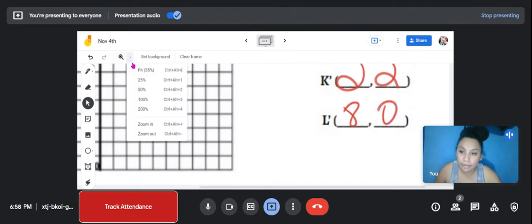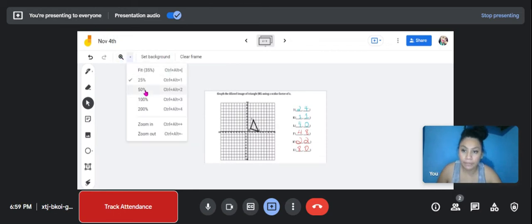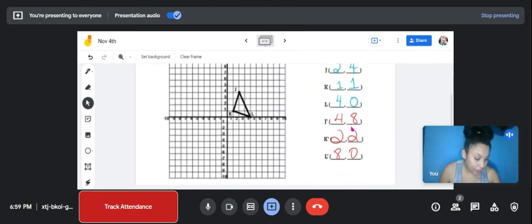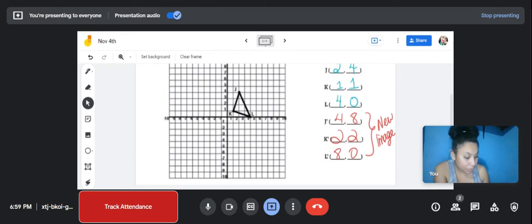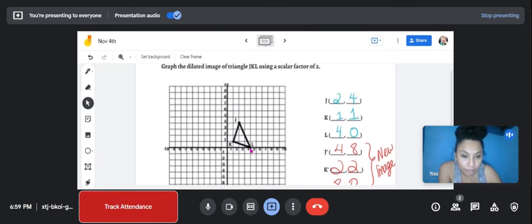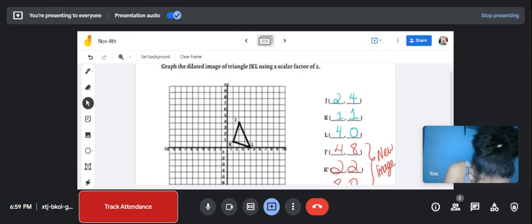And now when I have these points that I have here in red, this is going to be my new image. And this is the one that I'm going to be graphing. I need to show that here in this diagram. So I'm just going to be taking these points and finding them over here on my graph. The first one is 4, 8. So I'm going to have 4 on the X and then 8 on the Y over here. 4 on the X and 8 on the Y. Right there.